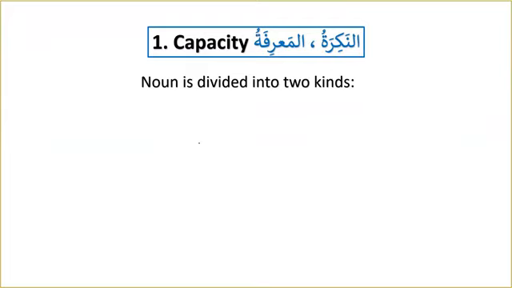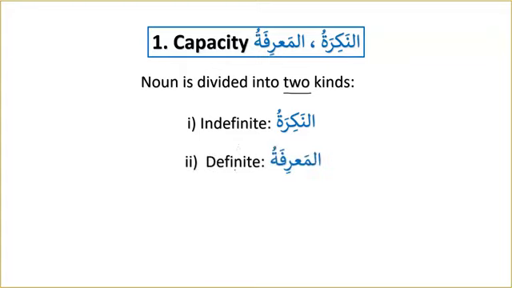An-nakiratu wal-ma'rifatu. And we can see here that the noun is divided into two kinds. What are those two kinds? An-nakiratu, indefinite, wal-ma'rifatu, definite. And initially, I will provide you with both the English and the Arabic translation. But inshallah, with the passage of time, we have to get used to the Arabic terms only, and there is no need to focus on the English terms because our ultimate target is to learn Arabic.